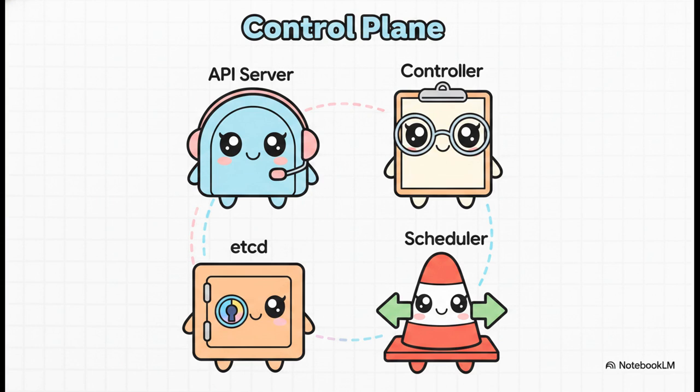Then there's the controller. Think of it as the manager that takes those instructions and makes all the operational decisions. Next is etcd, which is a highly available key-value database. It acts as the memory of the system, storing the state of literally everything happening inside. Finally, the scheduler watches for new workloads and distributes them to the best available machines.